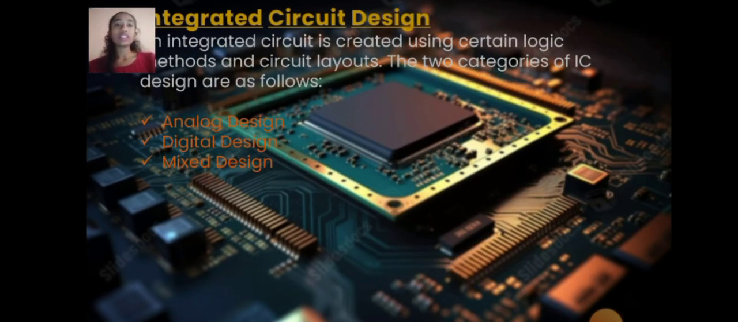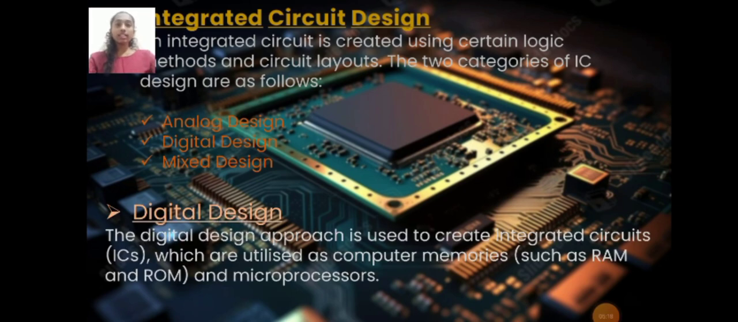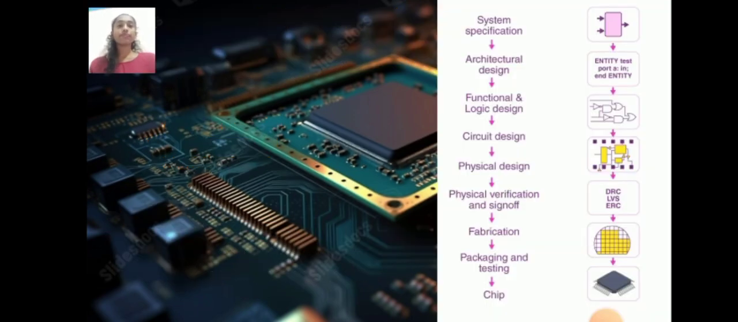Let us see the design of integrated circuit. A digital integrated circuit is created using certain logic methods and circuit layouts. The categories of IC design are as follows: analog design, digital design and mixed design. Let us see one by one. First, digital design. The digital design approach is used to create integrated circuits which are utilized as computer memories such as RAM and ROM and microprocessors.